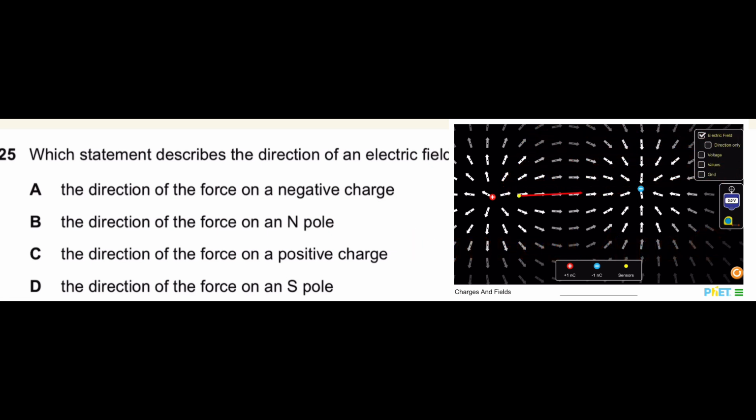If there are any positive charges, they will be accelerating from the positive to the negative, in the same direction as the electric field.